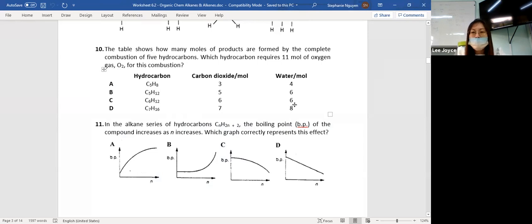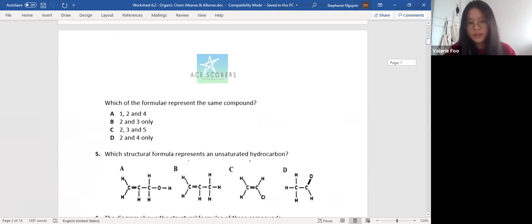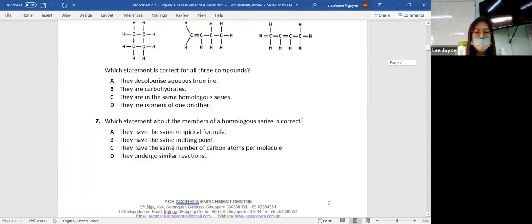Right. What about the questions in the earlier part? Question 7? Oh, 7. Okay. So members of the same homologous series, the correct answer is definitely B, they will undergo similar chemical reactions. They cannot have the same empirical formula. Neither will they have the same melting point, because we know that in a homologous series, the melting point of the hydrocarbon should increase down the group due to the increasing number of carbon and hydrogen atoms.